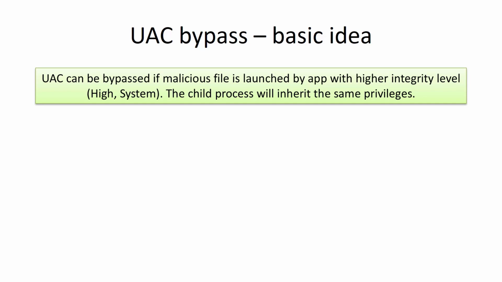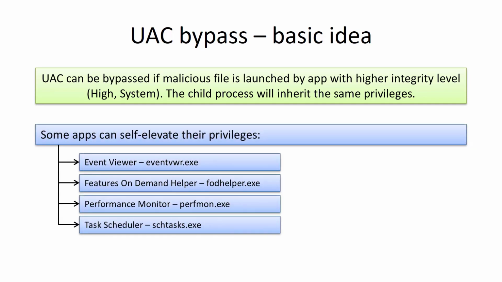There are some Windows applications which can automatically elevate their privileges, bypassing User Account Control. And it doesn't matter which type of user account launched these applications. So if one of the listed programs runs a malicious file, the created process will have the same privileges.